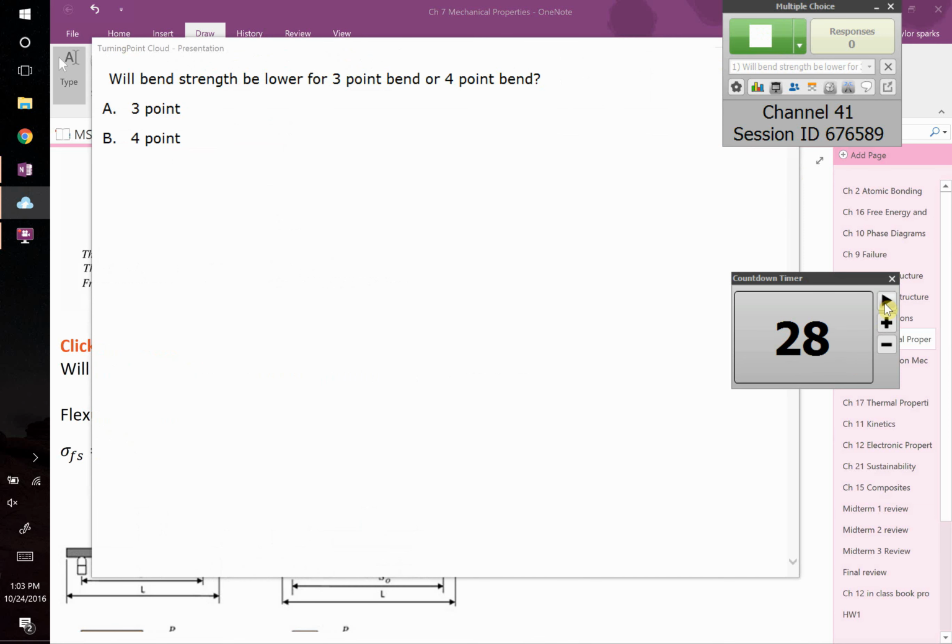Pause that. Everyone get a chance to log in real quick. The question is, will the bend strength be lower for three-point bend or for four-point bend? And you don't need to know any formulas for this. Bend strength is like how much?